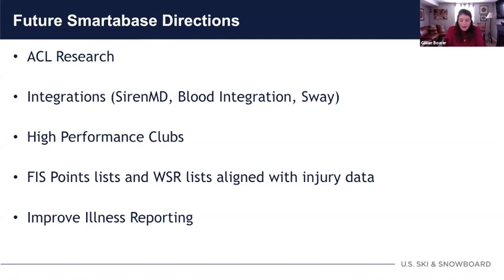And finally, a big goal is really changing the culture around illness reporting and making sure that athletes are reporting minor illnesses as well as the major ones, and that data is getting into our system. So we can track its influence on performance and work with individuals as well as teams on specific strategies for wellness and illness prevention.